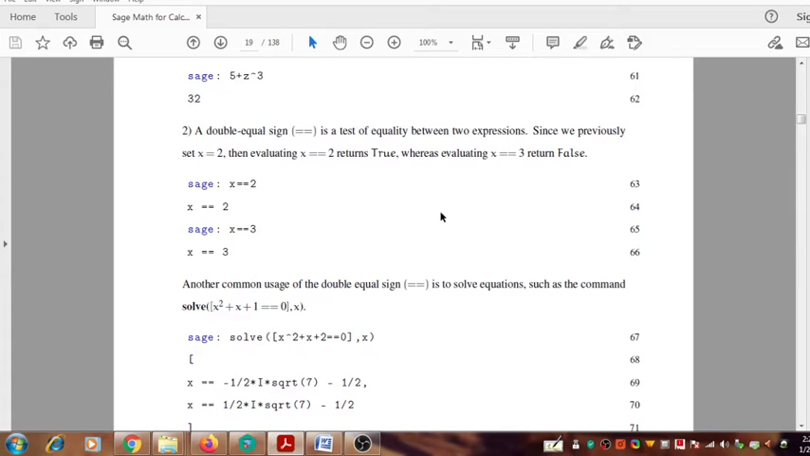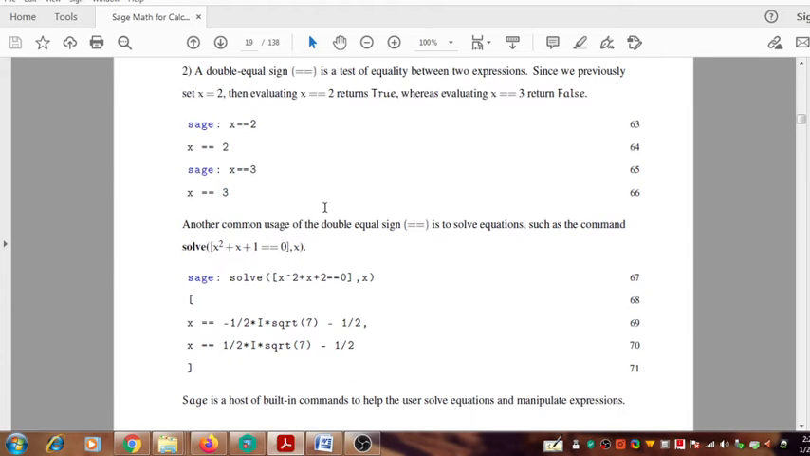See, double use of equal can be called a comparison operator. So comparison operation and single use of equal, that is assignment operation and comparison operation, are the two operations. These two operations are also very common, and the difference is now very clear. I think you have got an idea about that difference. Okay. Another common usage of expression.